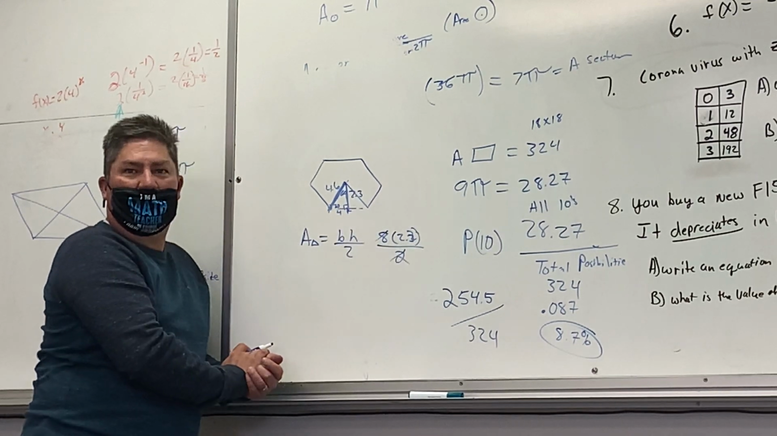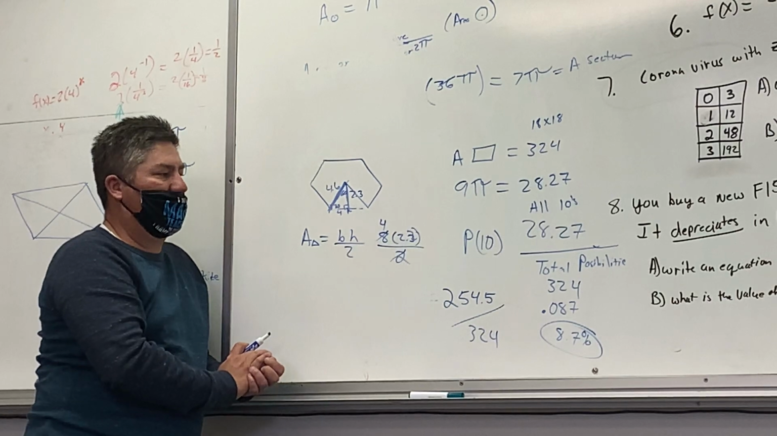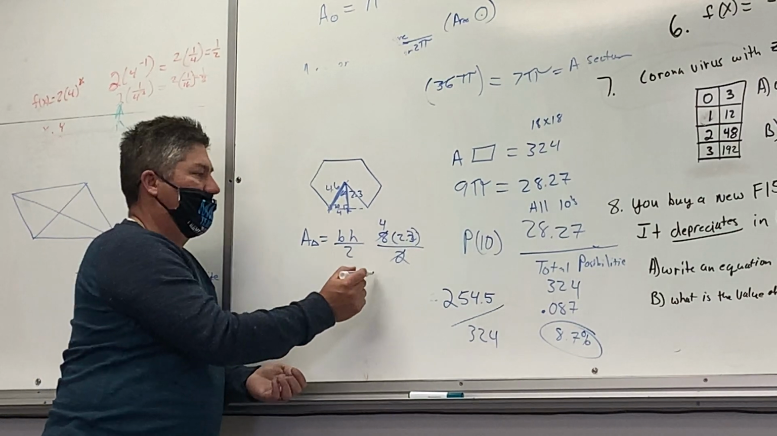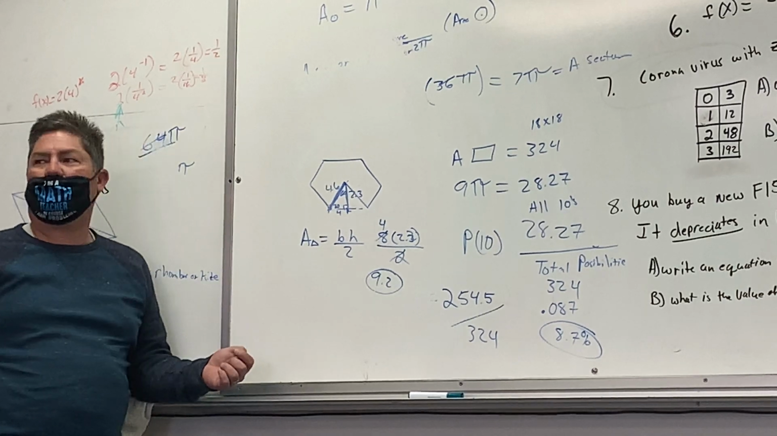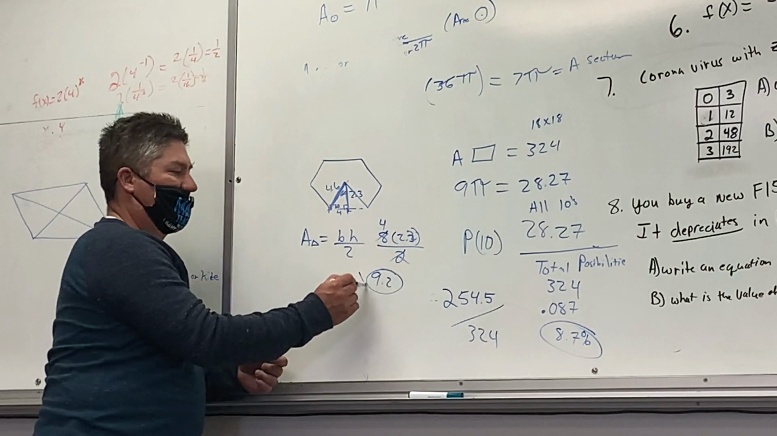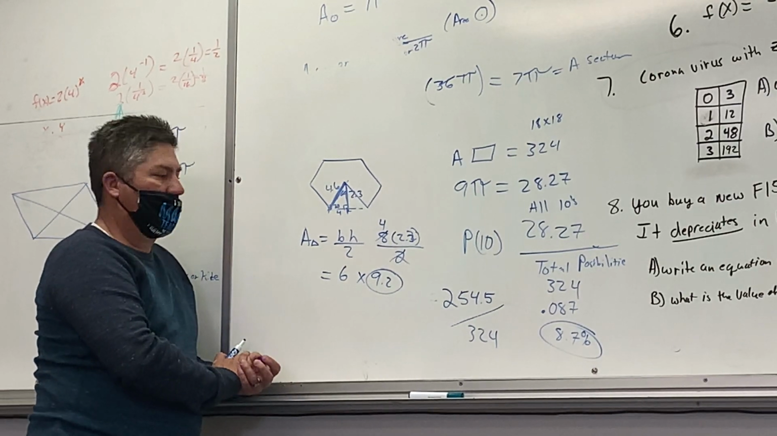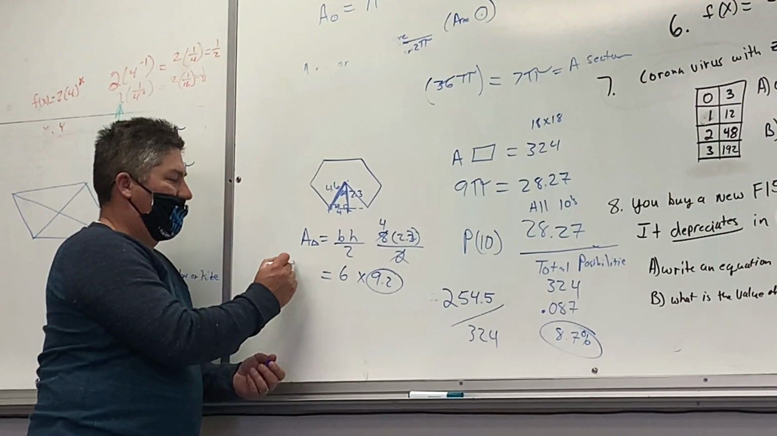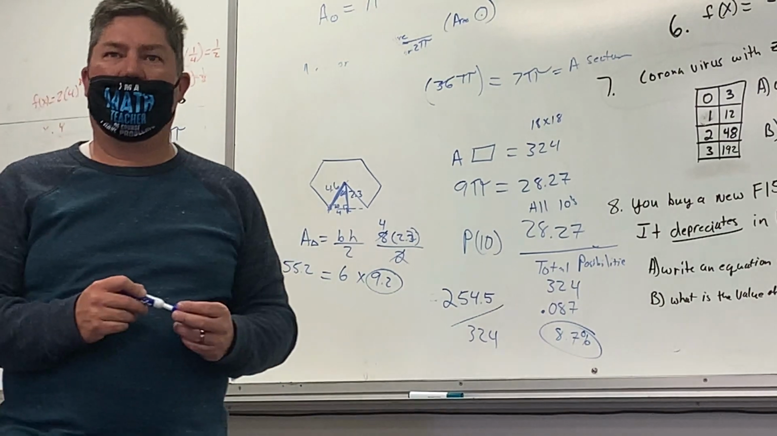2 goes into 8 how many times? 4. 4 times 2.3 is? 9.2. 9.2. How many of those triangles are there? 6. Times that by 6. What'd you get? 55.2. So 55 point what? 2. Say, huh. Okay. I'm going to say something that's a little bit trickier here in a minute. Okay?